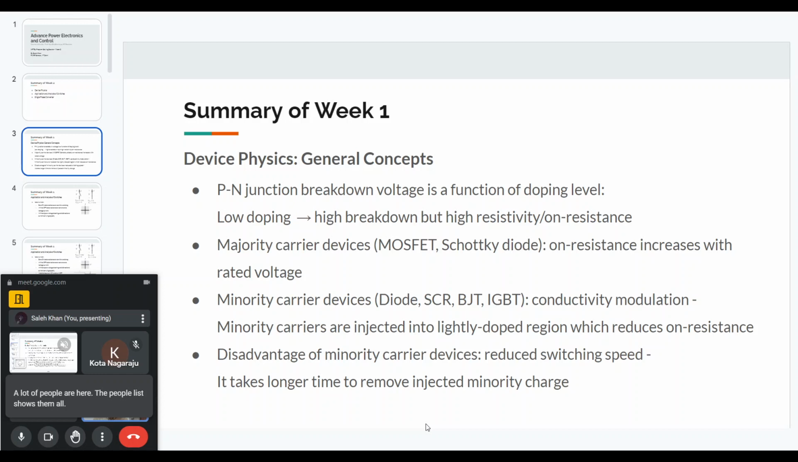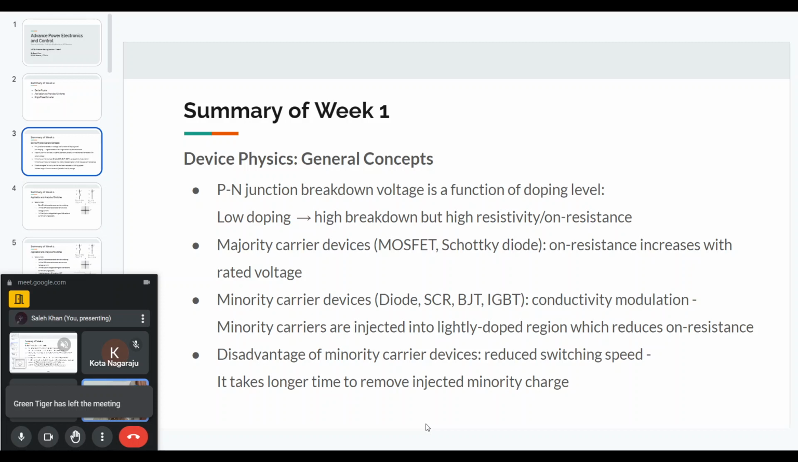In conductivity modulation, minority carriers are injected into this lightly doped region, because we are using light doping to increase the breakdown level or increase the device rating. But in minority carrier devices, these minority carriers are injected into the lightly doped region, and therefore the amount of charge in this lightly doped region increases, which reduces the resistance. So basically, in minority carrier devices, we can have the advantage of high breakdown level, that means high rating of devices, together with low resistance.